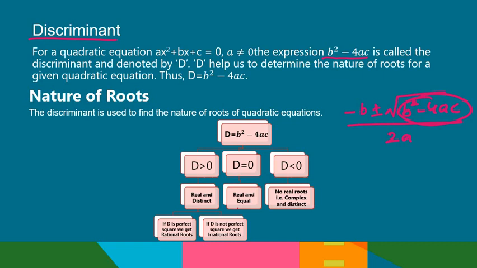So if the discriminant is greater than 0, then our roots are real and distinct. Distinct means unequal. And if D is a perfect square, then they are rational, and if D is not a perfect square, then they are irrational. Now if the discriminant is 0, then the roots are real and equal, and if the discriminant is less than 0, then there are no real roots, that is, the roots are complex or imaginary. Means there are no real roots if the discriminant is less than 0.